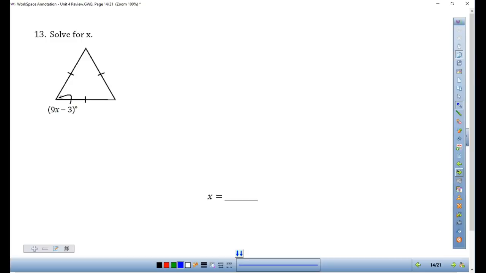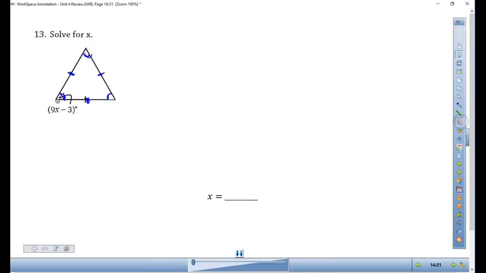Alright, now for number 13, this one's interesting. You know how on isosceles, if you have two sides the same, then you also have two angles the same? Well, if you have three sides the same, then that means all three angles are the same, because side, side, side means the triangles are congruent, so all the parts match.